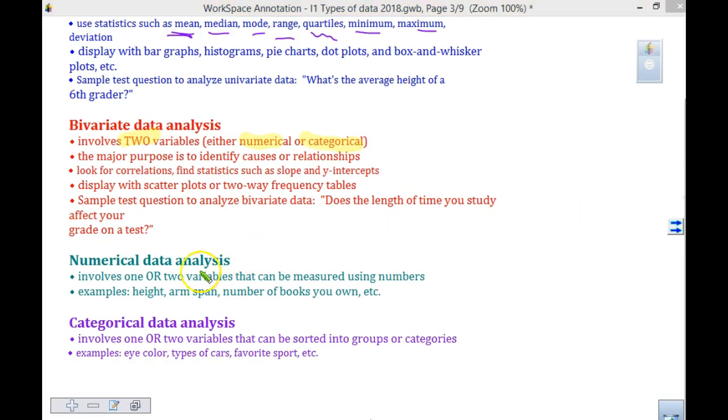Numerical data involves 1 or 2 variables and can be measured using numbers. Height, arm span, the number of books you own. Categorical data involves 1 or 2 variables that can be sorted into groups by categories. Eye color, type of car, favorite sport, etc.